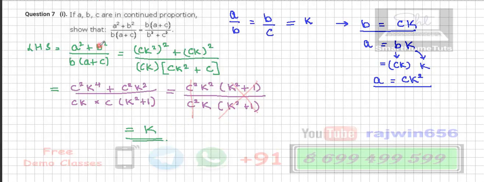I have worked this out for LHS. You will take this down. You will work it out for RHS and you can send it to me.